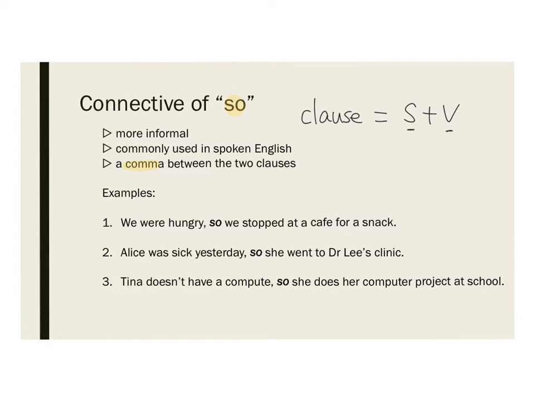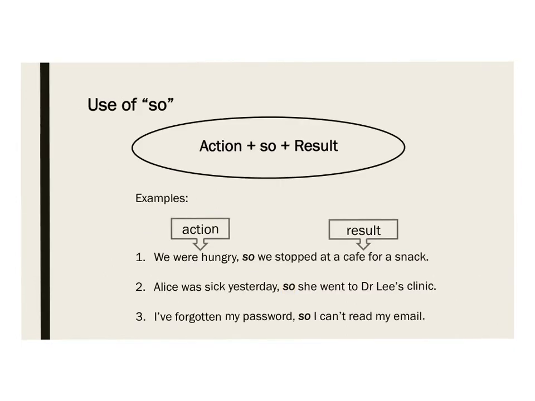Let's look at the following examples. We were hungry, so we stopped at a cafe for a snack. Ella was sick yesterday, so she went to Dr. Lee's clinic. Tina doesn't have a computer, so she does her computer project at school. From these three examples, you can find that the action comes first, followed by the connective so. After so, we will talk about the result.